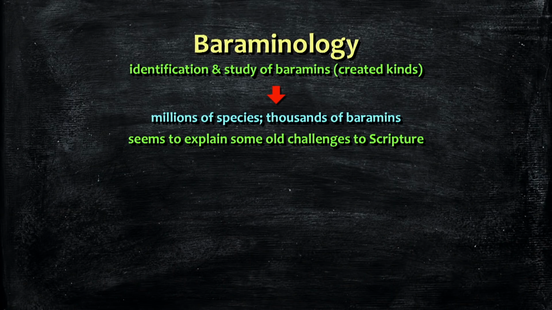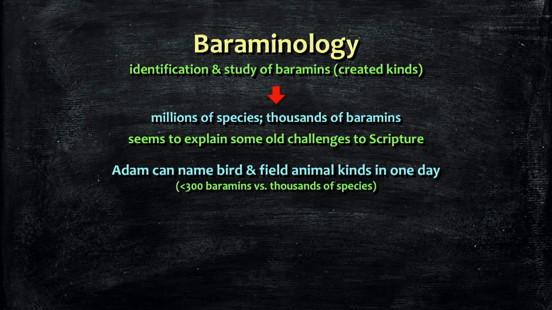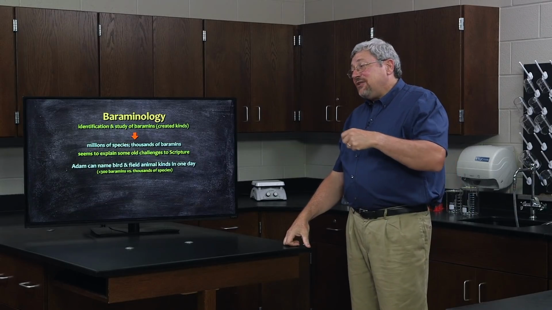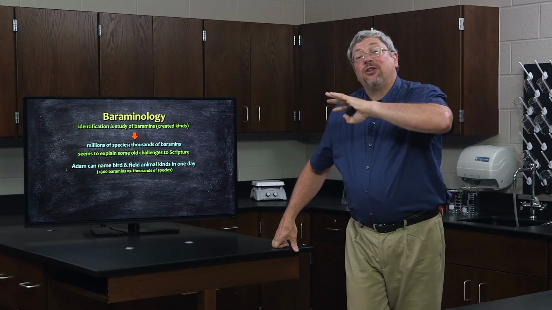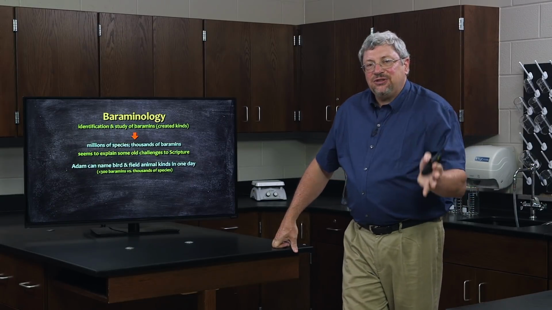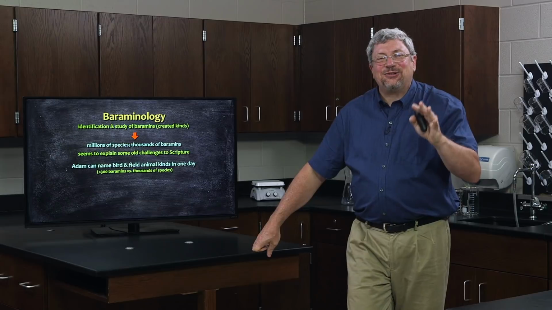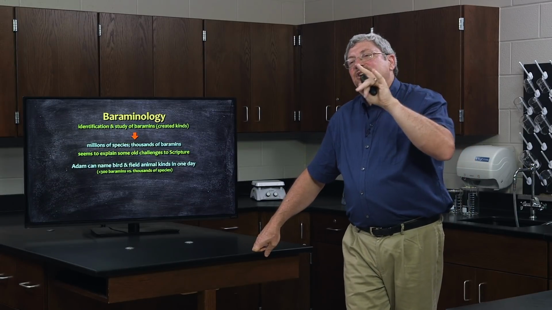What's interesting about this is if what we've concluded already about baraminology is true, it actually explains a couple of things in the Bible that people have used to attack the Bible. It explains why they're not effective attacks against the Bible. For example, for a very long time, people have been concerned about the fact that Adam was somehow able to name all the bird and animal species in a single day. If he had to name all the species that exist, in the present we have thousands of species of birds, thousands of species of mammals alone. He would have to name many thousands of species if he had to name each species.